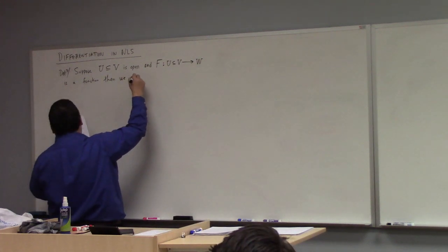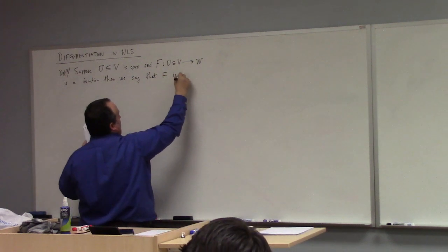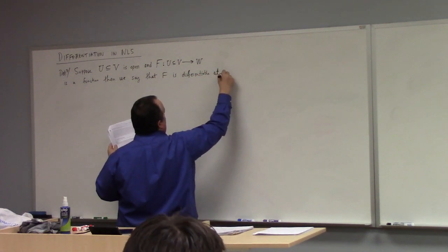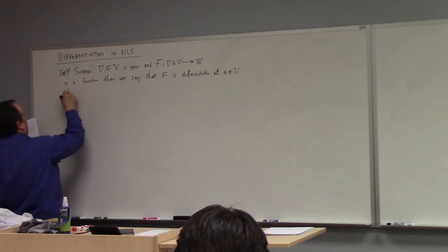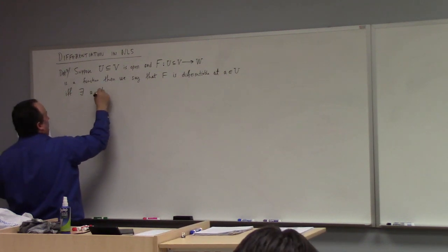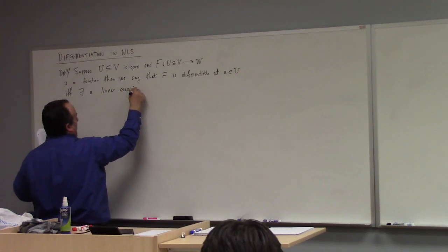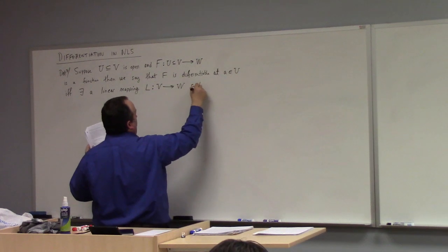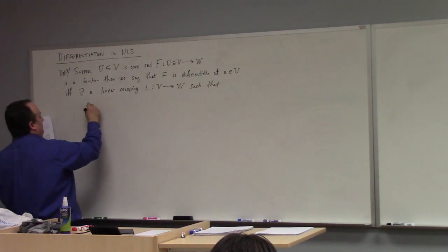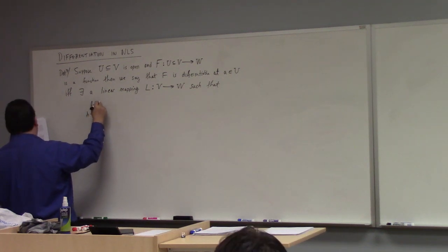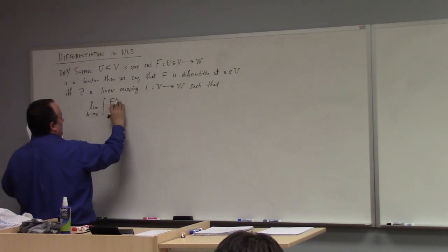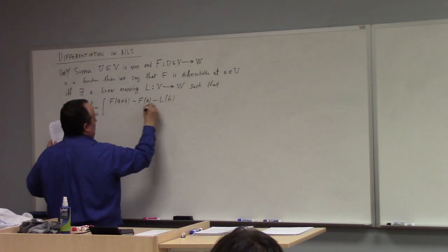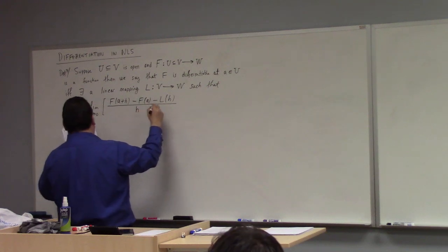Then we say that F is differentiable at A, an element of U, if and only if there exists a linear mapping L that goes from V to W such that the limit as h goes to 0 of, in big square brackets, f of a plus h minus f of a minus L of h, all divided by h, square brackets, equals 0.